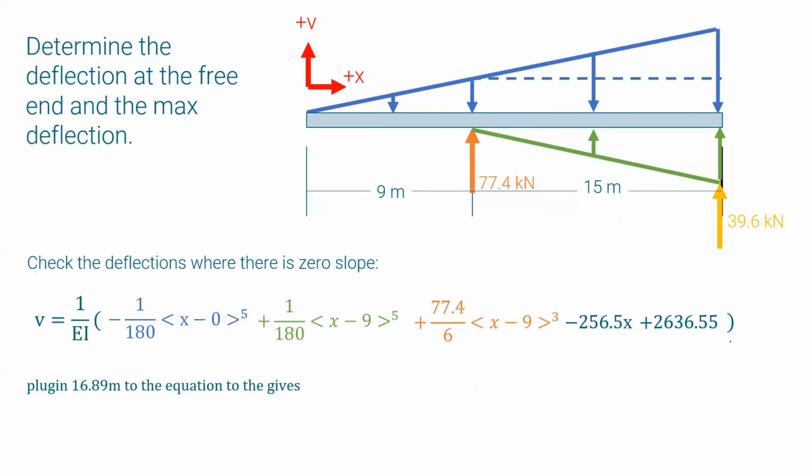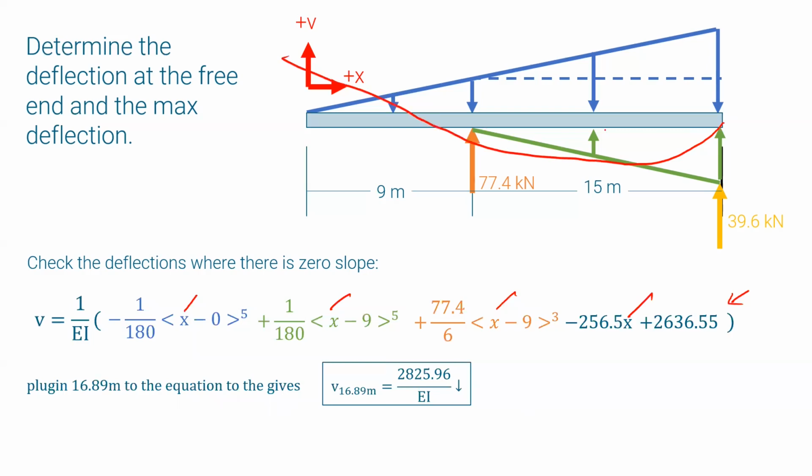So if we plug in 16.89 to this equation here, so this is 16.89, this is 16.89, this is 16.89, this is 16.89, what you'll get is a negative 2.2825.96. That means that at 16.89, bumaba yung beam natin. Okay? So that's a good sign na negative yung nakuha natin kasi na-expect nga natin based on the elastic curve na bababa yung deflection. Okay? In between the supports. And if we compare this value to the v at x equals 0, then this is greater, and therefore, yan yung ating max deflection. And that ends our discussion. Thank you for listening.